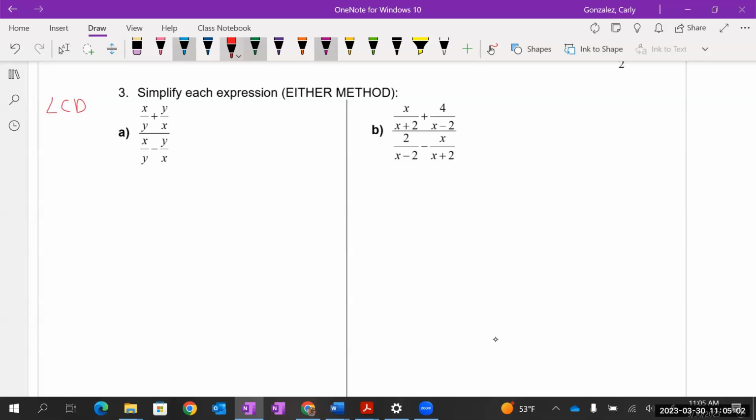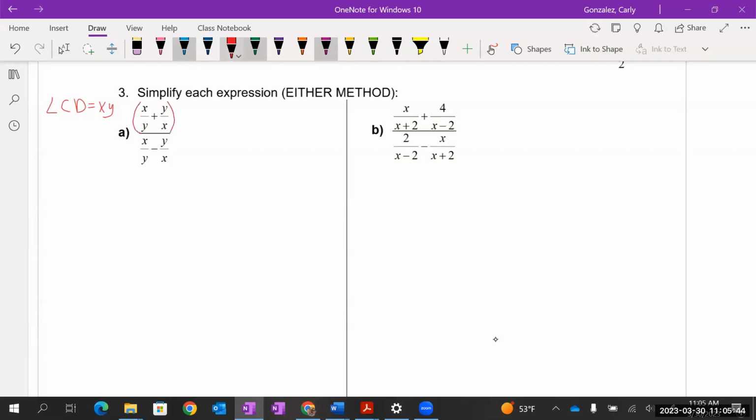So first step, this is a complex rational expression because we have fractions within fractions, or rational expressions in the numerator and rational expressions in the denominator. So the first thing we need to do is find the LCD. What I'm talking about with the LCD is the inner denominators, those denominators of the smaller fractions. So we see that we need an x and we need a y. So xy will actually be the LCD for all four of those fractions.